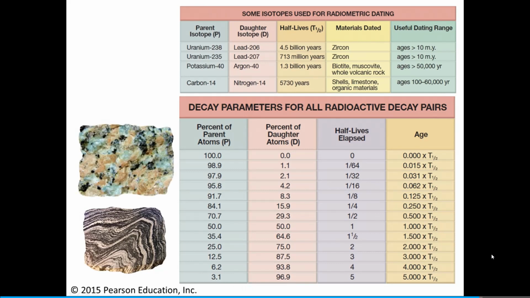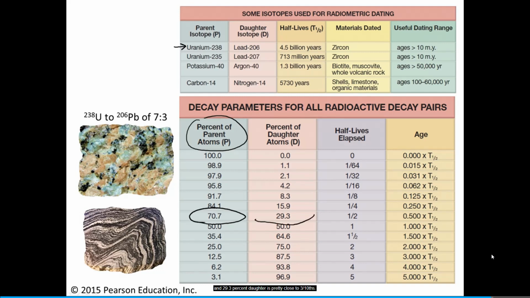Okay, so with our Wind River Canyon location, we've got a gneiss, and then cutting through that gneiss is a granite. Let's say we do isotopic analysis on zircons that we extract from that granite, and we find that as far as uranium-238 to lead-206, we have a ratio of about 7 to 3. So in other words, there's about 7/10 parent and 3/10 daughter. If you look at this chart, the percent of parent isotopes, and come down here and look for something that is close to 7, 70.7% comes pretty close, and 29.3% daughter is pretty close to 3/10.